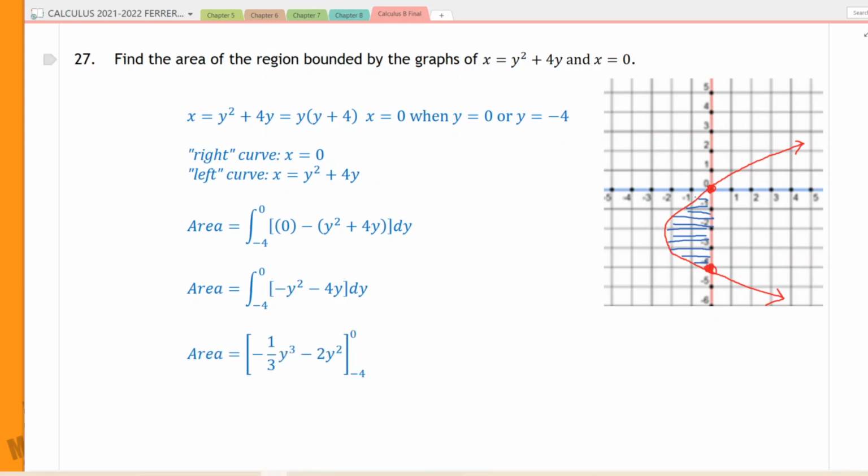Let's do our antiderivatives now. So the antiderivative is negative 1/3 y cubed minus 2y squared. We're going to evaluate at negative 4 and 0 and then subtract the two. Let's do that now. We'll substitute 0 in both places, then we're going to subtract. Substitute negative 4, and then substitute the other negative 4.